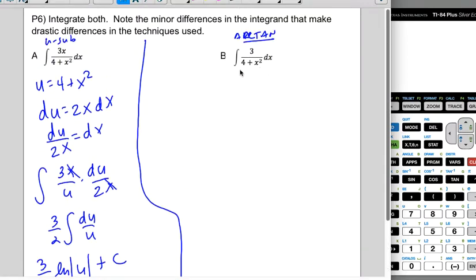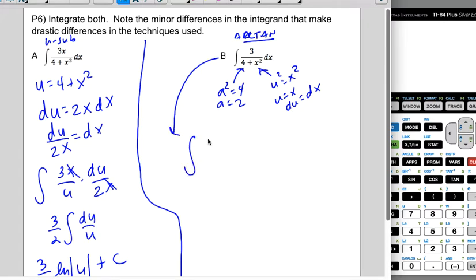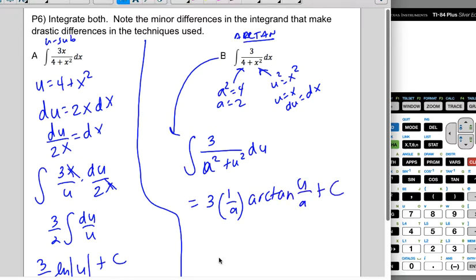So I know the bottom's not u, but I say, oh look, I can make this a squared is 4, so a is 2. Here my u squared is x squared, so u is x, which also means du is dx. So I can replace this whole integral with 3 over a squared plus u squared du. Well, that's a 3 times 1 over a arctan of u over a plus c. So that's going to be 3 over 2 arctan of x over 2 plus c.